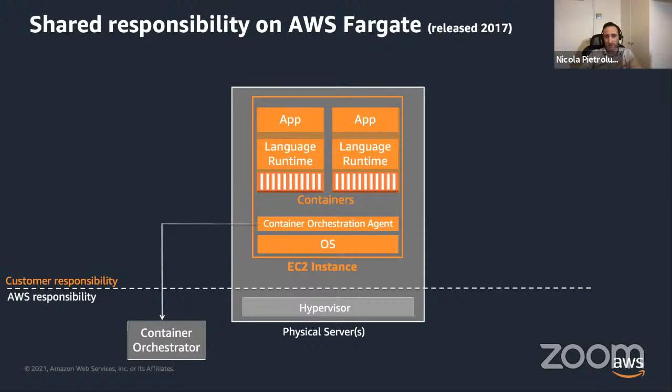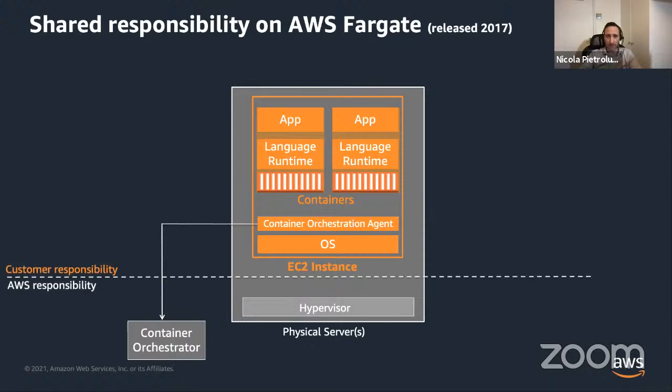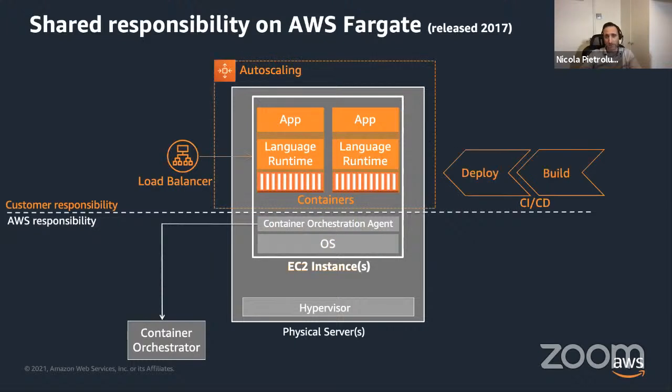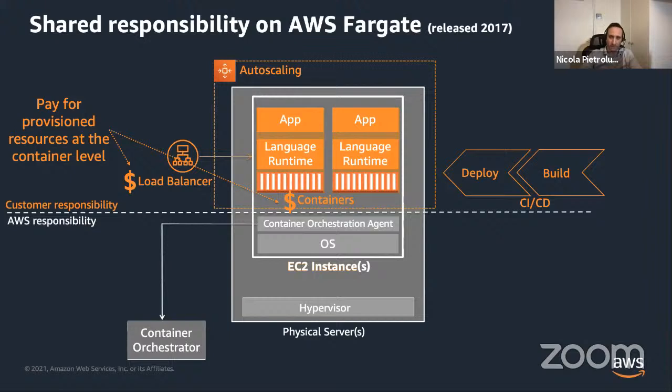In 2017, AWS Fargate, a serverless pay-as-you-go compute engine for your containerized application, changed the responsibility model. With Fargate, the customer runs containers without managing the infrastructure. From a cost perspective, the customer pays for the resources at container level.